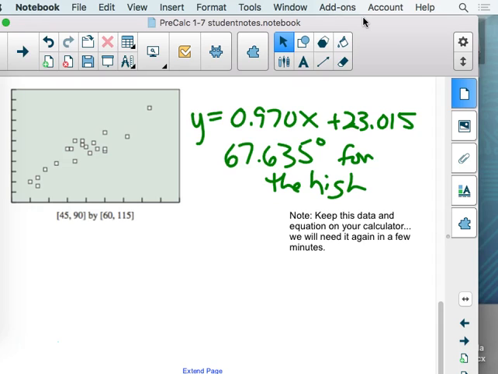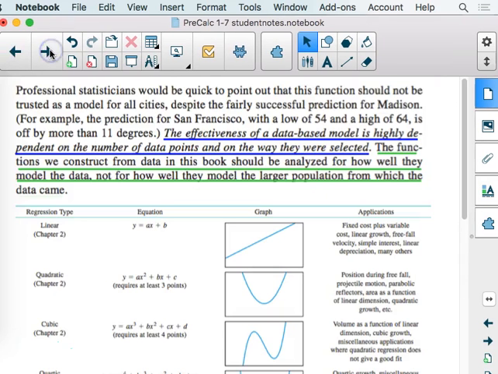But I know we're talking about it on these next 2 pages that are filled with blah, blah, blah here. So this one says professional statisticians would be quick to point out that this function should not be trusted as a model for all cities, despite the fairly successful prediction for Madison. For example, the prediction for San Francisco with a low of 54 and a high of 64 is off by more than 11 degrees. You know, it's just 1 year's data. It's not multiple years. So the effectiveness of a database model is highly dependent on the number of data points and the way they were selected.